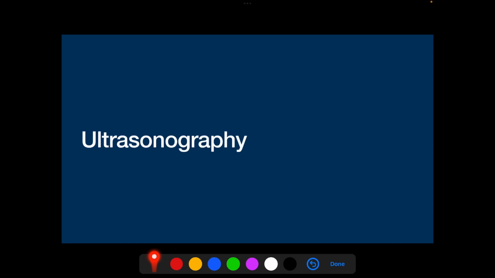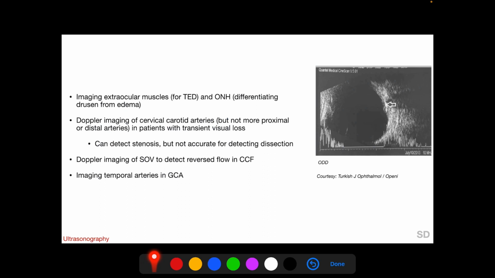Starting with ultrasonography, we can use B-scan ultrasound for imaging extraocular muscles in thyroid eye disease and for imaging the optic nerve head to differentiate drusen from optic nerve head edema. We see hyperechogenicity.